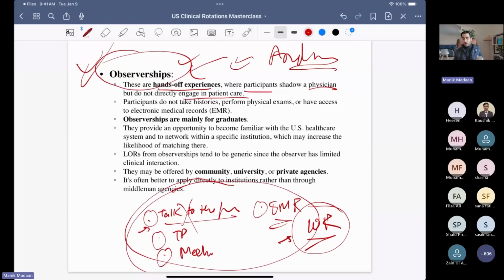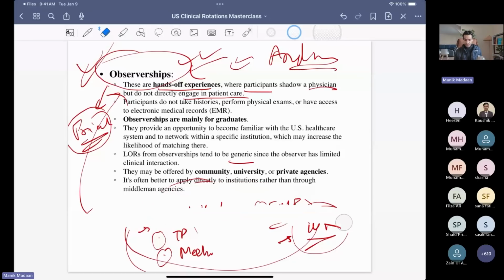So observerships is what you will also see private companies sell a lot. You'll see a lot of companies like AMO. I don't want to name companies, I think that'll be bad, but a lot of these private companies who are trying to sell people rotations are basically selling observerships, because they are low liability in many ways. You're not interacting with patients, and also they add to the income of the physician. So you will see that sold a lot. But the problem is the LOR from this is very generic because you don't have good clinical interaction, and you're hurting yourself by paying for them.